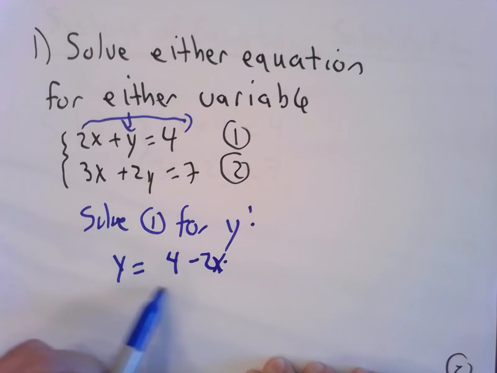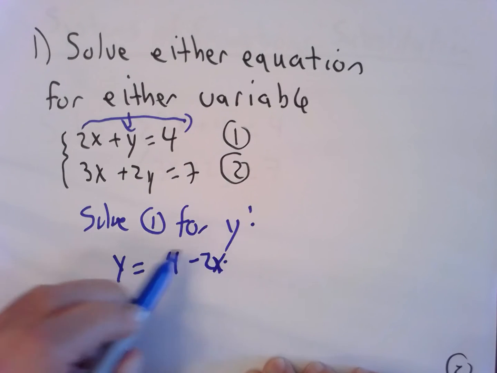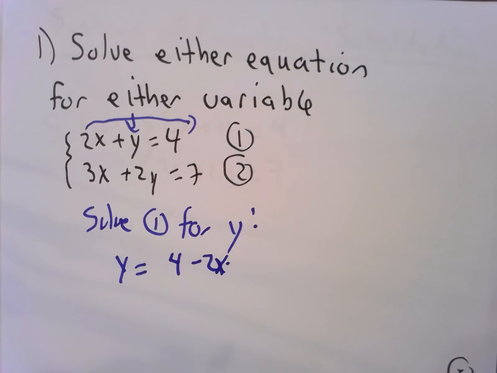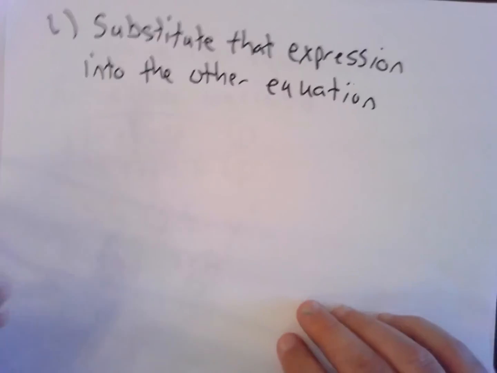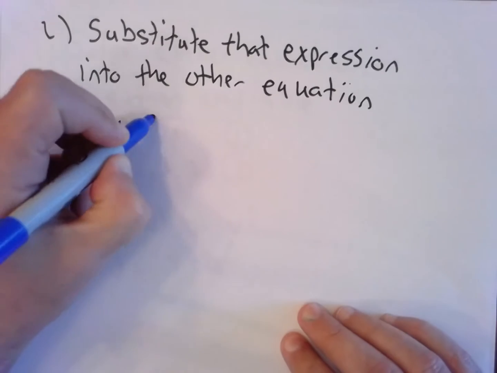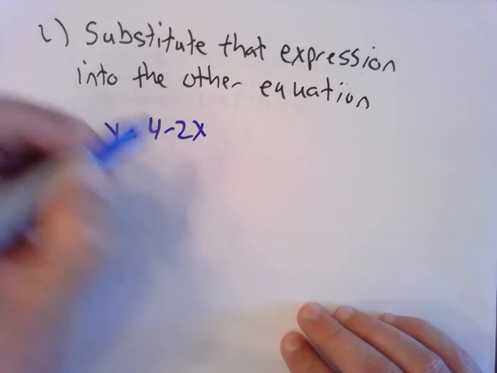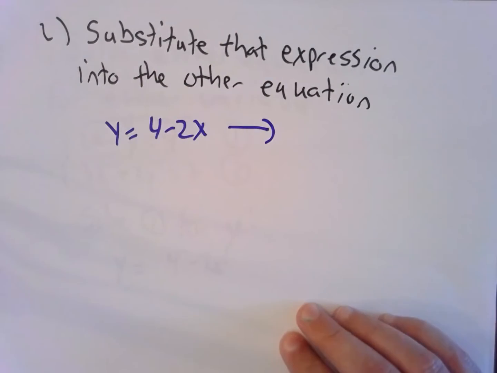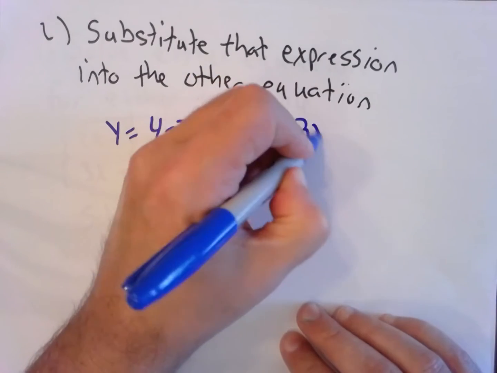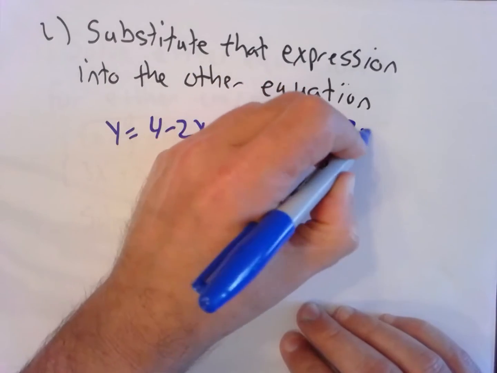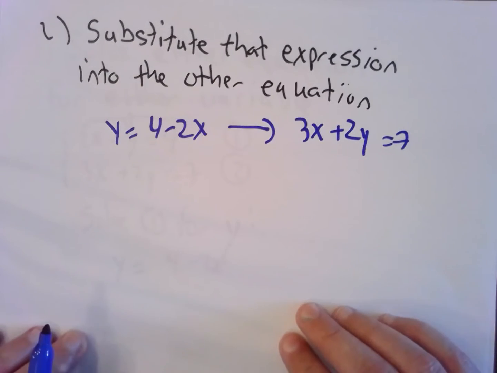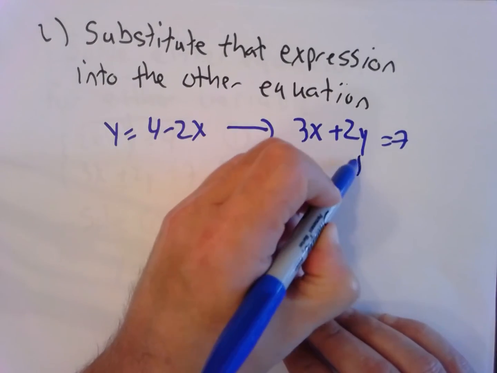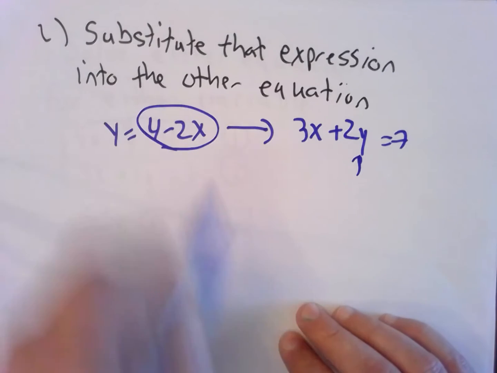Now we are going to substitute this expression into the other equation. So we have y equals 4 minus 2x. We're going to plug that into our other equation, 3x plus 2y equals 7. So this y will be replaced with all of that.